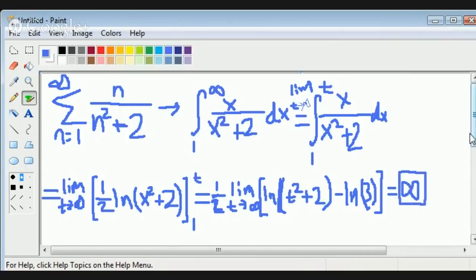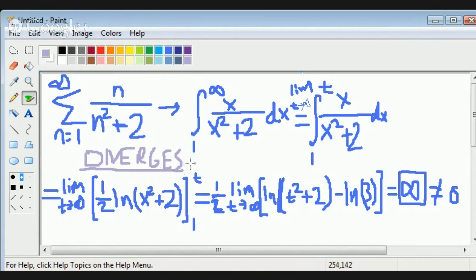So since this integral is divergent, because infinity does not equal 0, and since it's divergent, so does the series. The series diverges. Let me use a different color. The series diverges. And that's that.